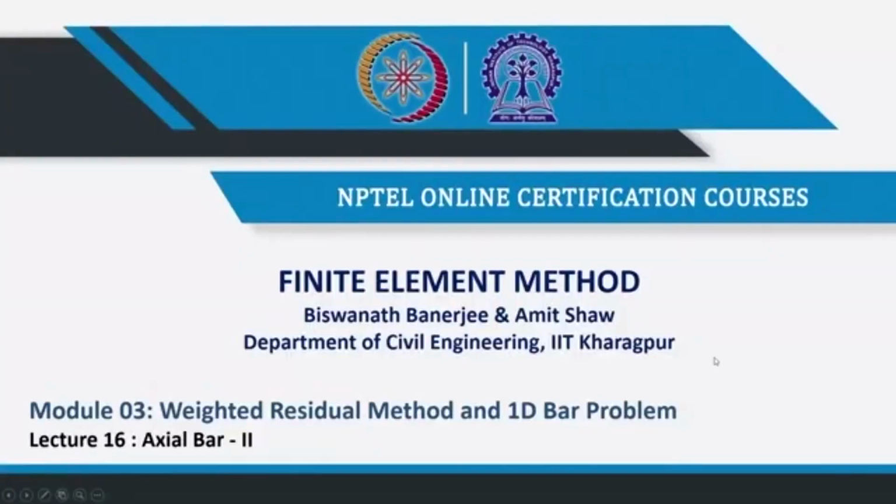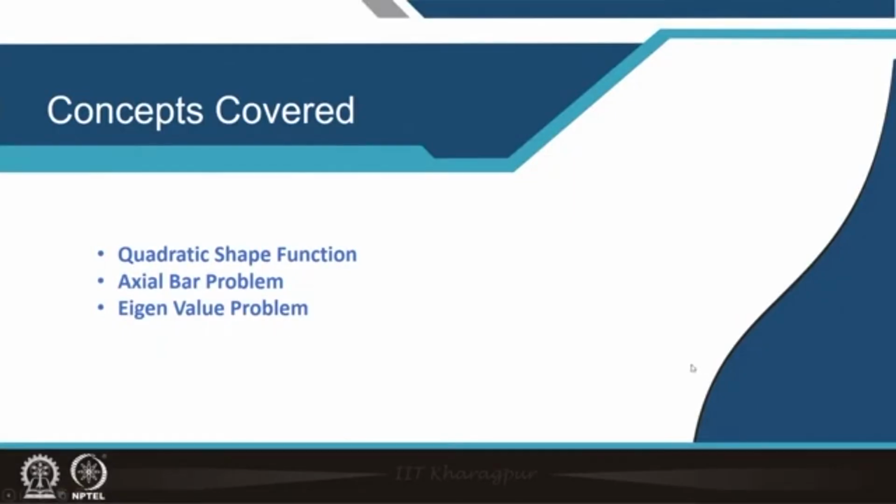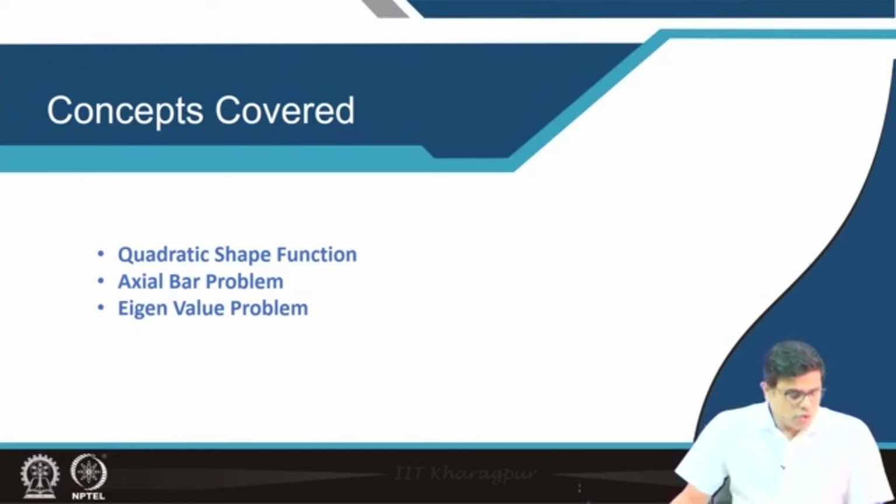Welcome. So we are in module 3 and we are in the last lecture of module 3. So here what I plan is the quadratic shape functions. First I will show you how to derive quadratic shape functions, and then again we'll discuss it in connection with the axial bar problem, and then we will discuss the eigenvalue problem that we have discussed in the previous lectures, that is how to find out the natural frequency and mode shape of an axial bar.